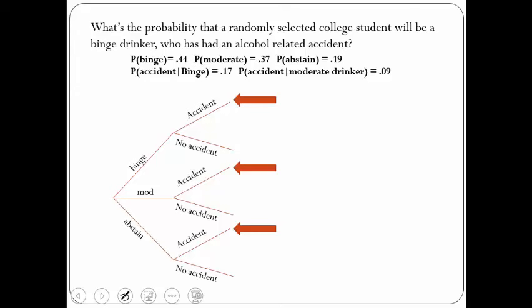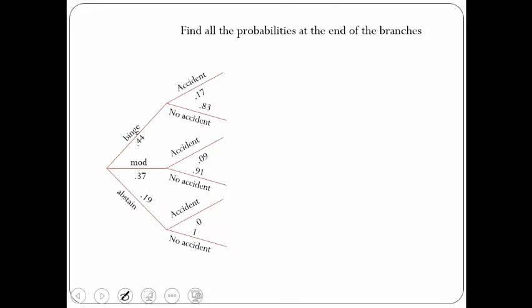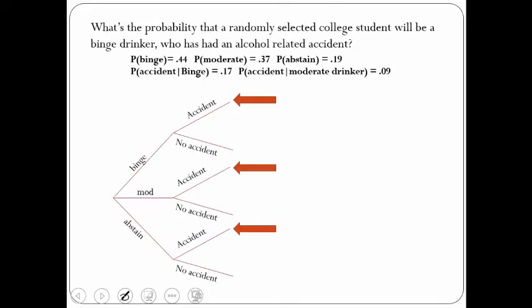So what's the probability that a randomly selected student will be a binge drinker who has had an alcohol-related accident? In other words, we know that they've had an accident in here. So what we do is we're going to go through and put in some probabilities. So binge drinkers, that's 0.44, 0.37, and 0.19. Now notice, among binge drinkers, 17% have had an accident. So that's going to go on this branch, which means 83% of binge drinkers have had no accident.